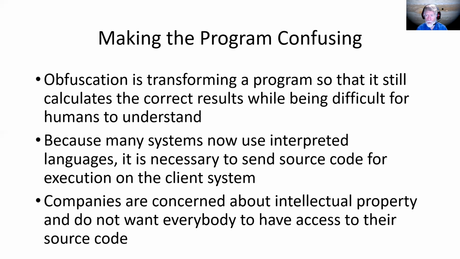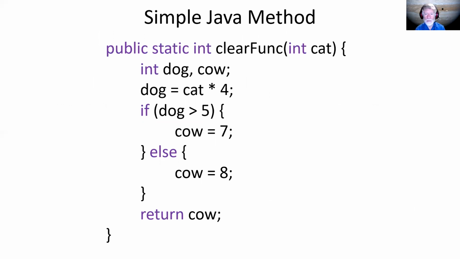I have an example of a manual do-it-myself. So here's a simple Java program. You can obfuscate Java or JavaScript. I just happen to pick Java. This is a simple program. It doesn't do much. It takes as an input parameter cat to this method. It multiplies it by 4, sets dog to that.